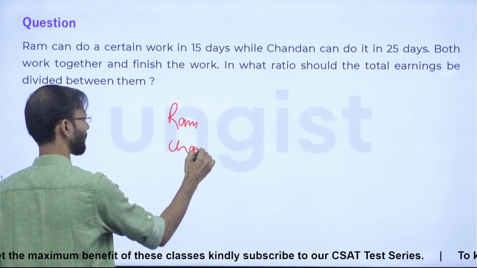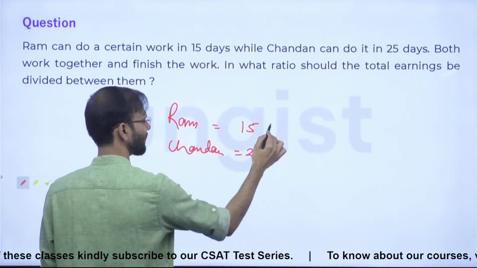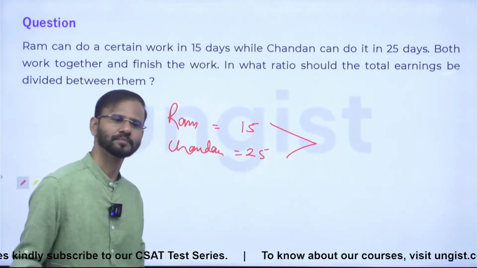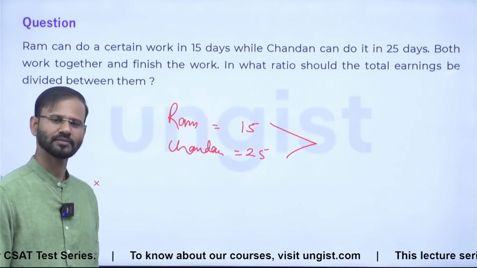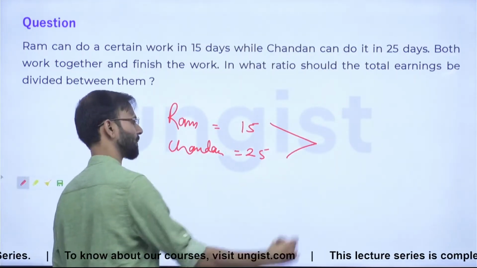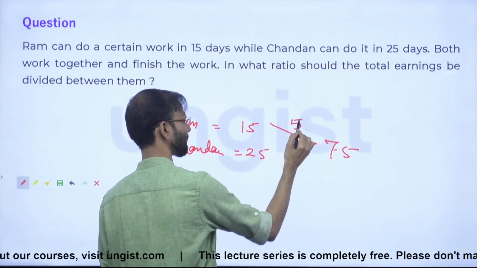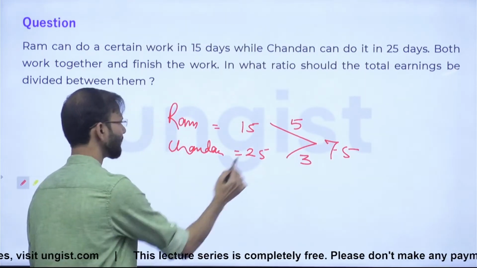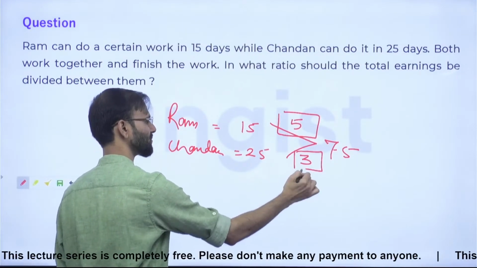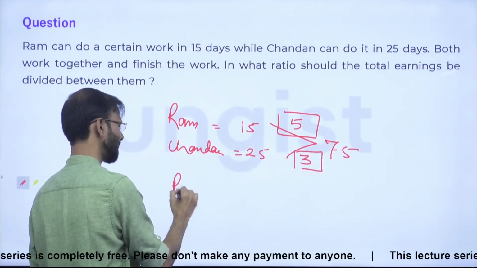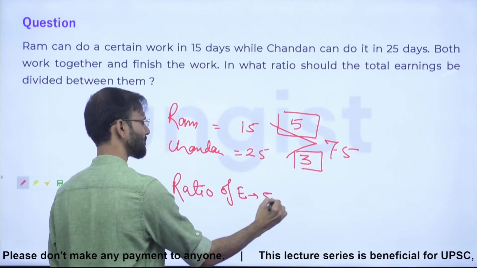and Chandan, right? This is the lengthy method, 15 and this is 25, right? Take the LCM. What will be the LCM? 150, nahi, 75. 75 is the LCM, right? So guys, this is 5 and this is 3, right? So now Ram can do 5 units work and Chandan can do 3 units work. So this is the ratio of their efficiency. Ratio of efficiency is 5:3.